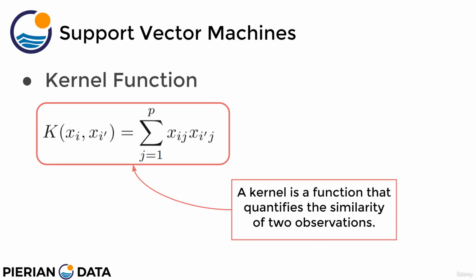Then comes the kernel function. So we're going to define a kernel function as a function K between two training points, training point i and training point i prime. And we can show that this is going to be equal to the following sum, x of i of j multiplied by x of i prime of j. And this should obviously look familiar because it looks like an inner product. And a kernel, you can think of it as a function that just quantifies the similarity of two observations. And we just talked about how the dot product and inner product is essentially a similarity measurement.